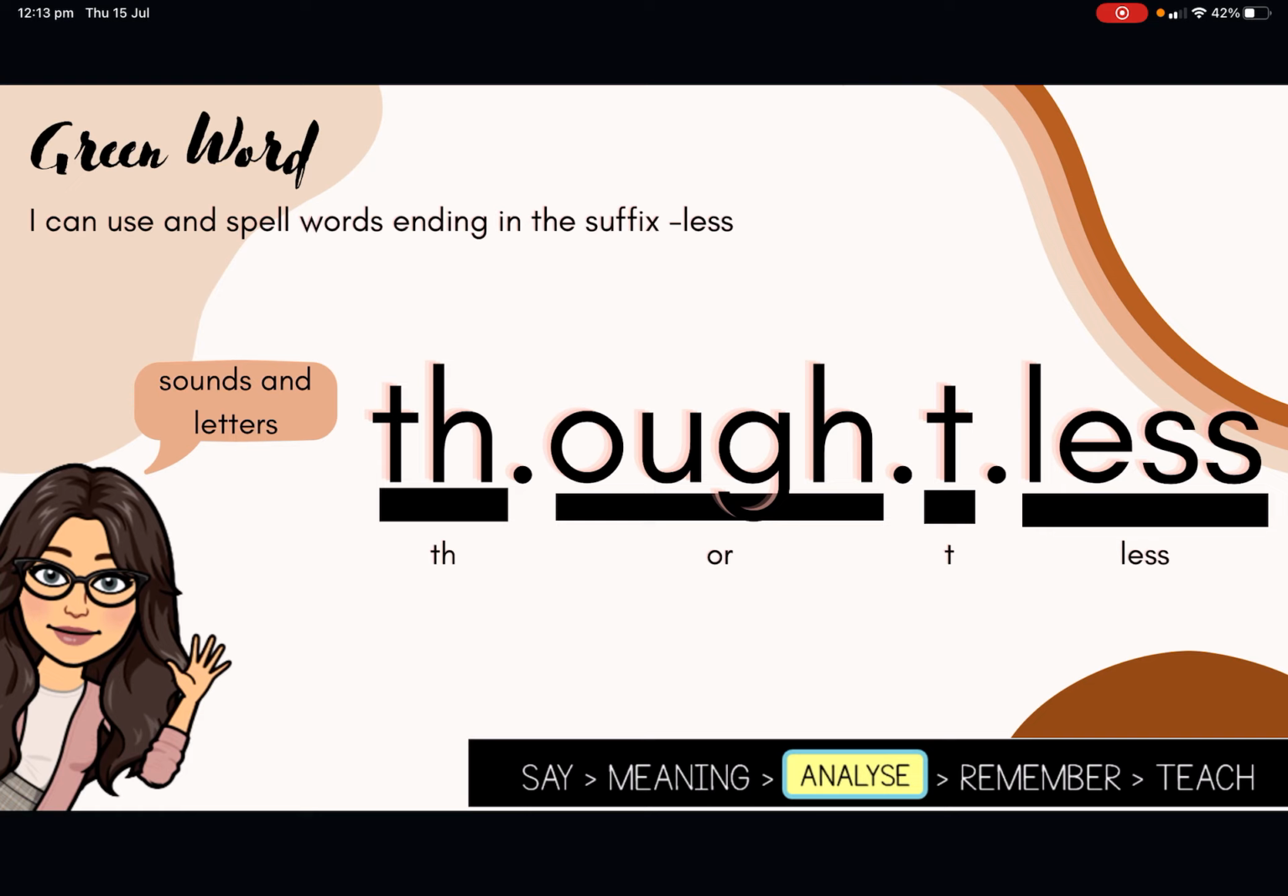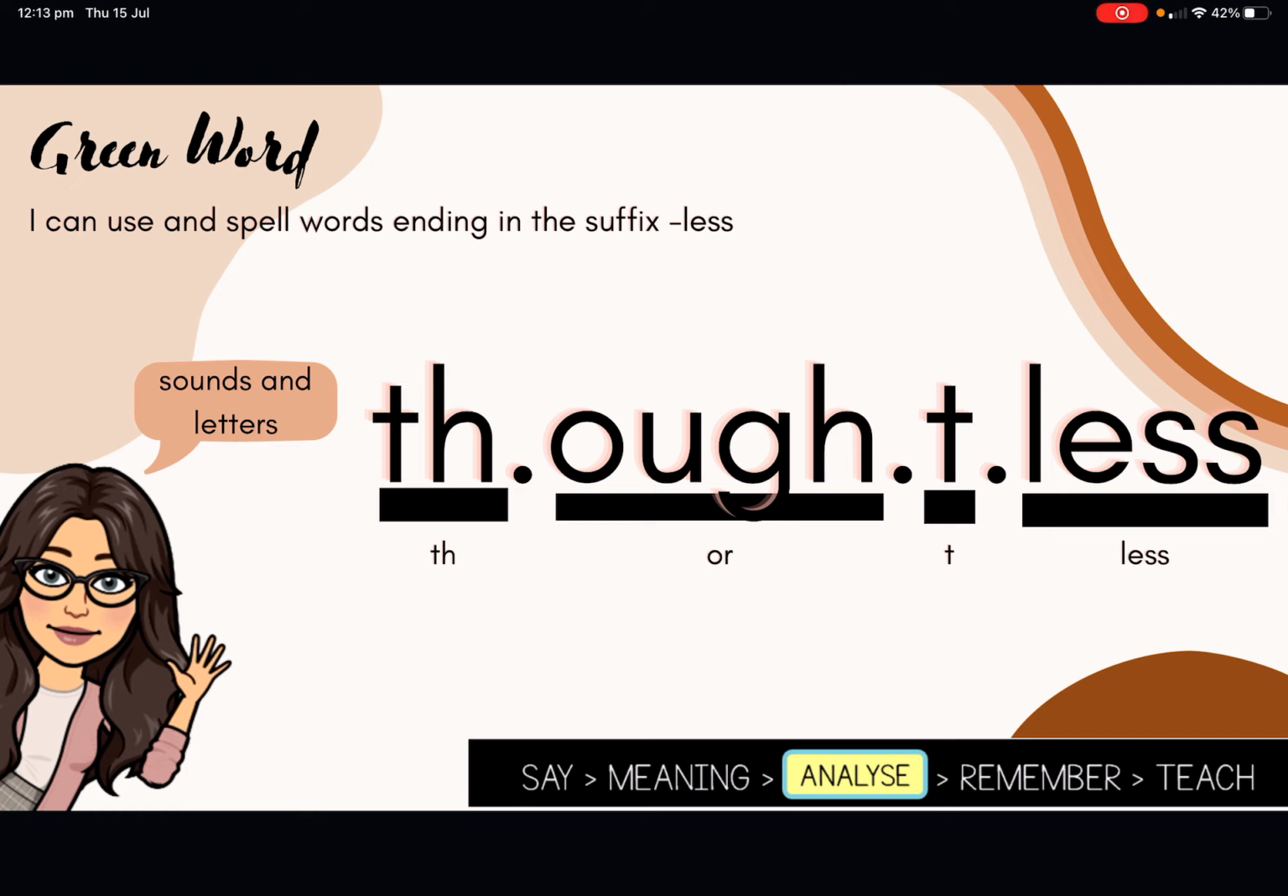Let's look at the sounds and letters we can hear in the word thoughtless. At the beginning, we have the sound th, which is made using the digraph TH. Now, as you can see, TH is a digraph and not a blend, because they are making one sound. Our mouth does not change when we say these two letters together.